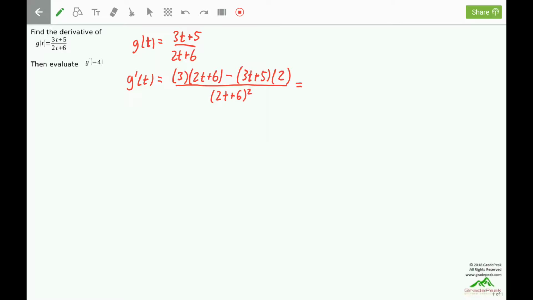In the numerator, we're going to want to distribute the 3. 3 times 2t is 6t. 3 times a positive 6 is a positive 18. And then the minus and the 2, be careful with that, the minus is going to go with it. So minus 2 times 3t is a minus 6t. And a minus 2 times the positive 5 is a minus 10. All over the denominator squared.